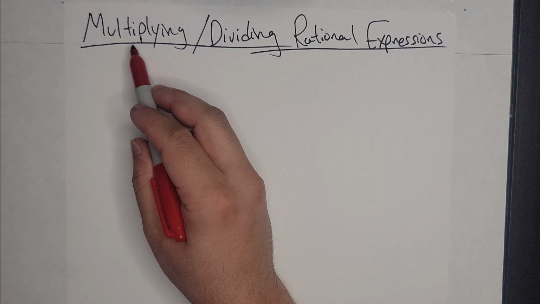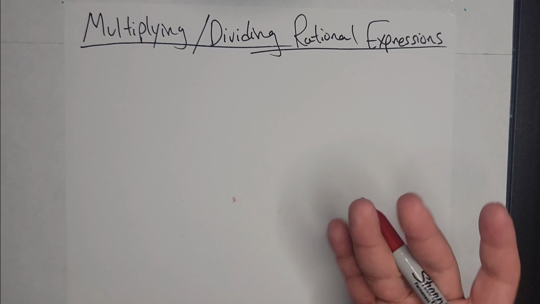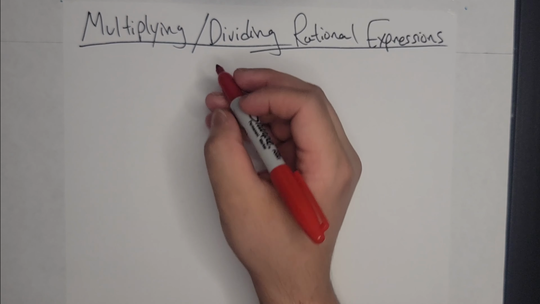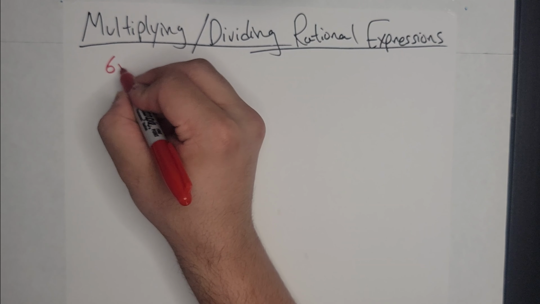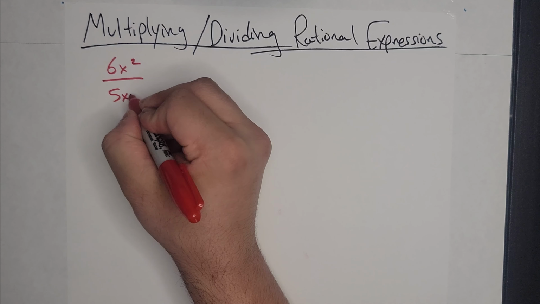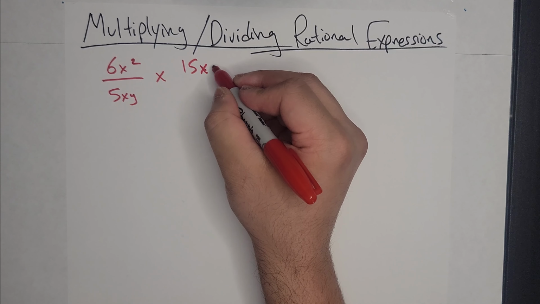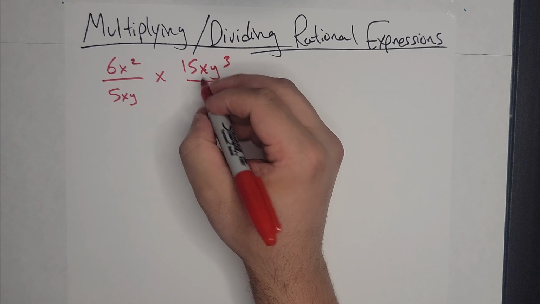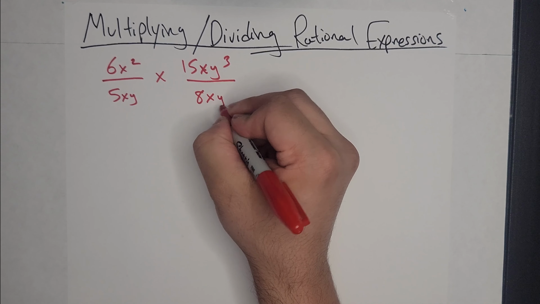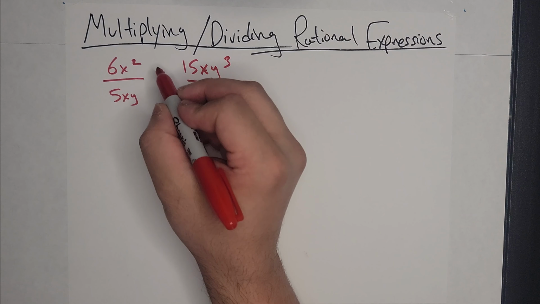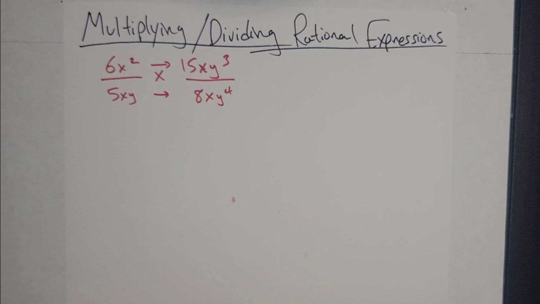So in this video we're going to be multiplying and dividing rational expressions. So let's start with something: 6x squared over 5xy times 15xy cubed over 8xy to the 4. Now, as we remember multiplying fractions, you just go straight across.